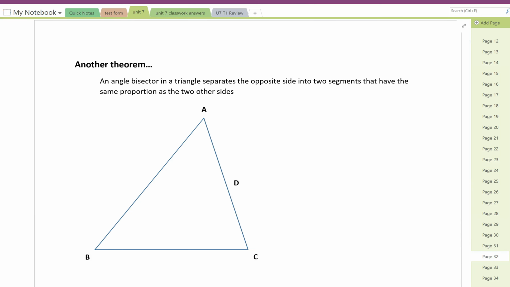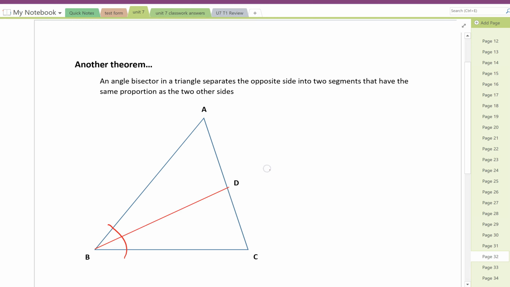All right, we have one more theorem to learn in Unit 7. It says that an angle bisector in a triangle separates the opposite side into two segments that have the same proportion as the other two sides. Here's what that actually looks like. It means if I take angle B here and I bisect it with a line.